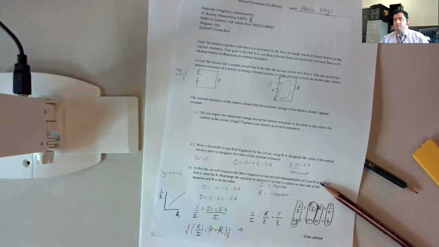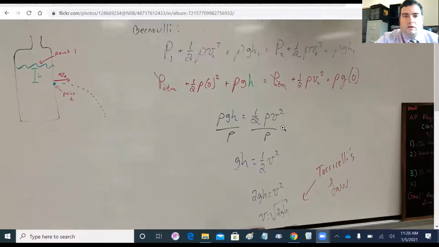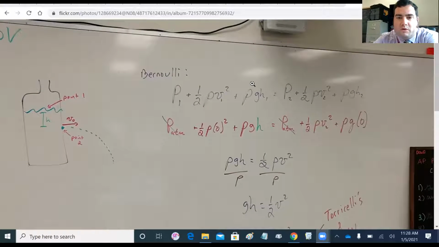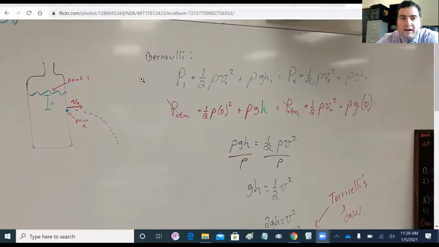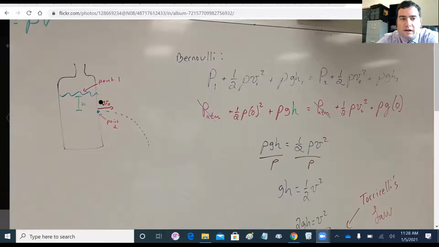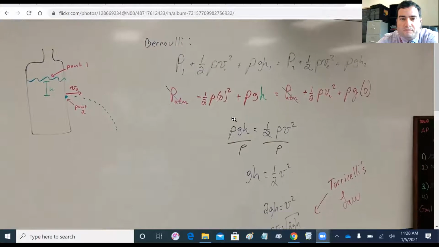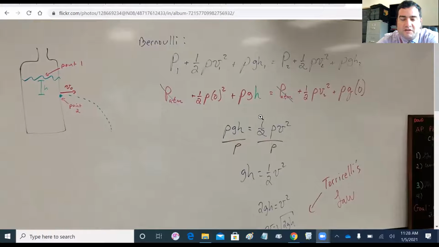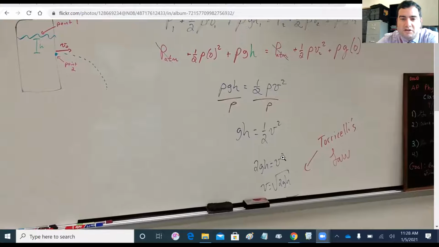So let's look at a couple other examples of linearization that you might have seen in previous courses. Earlier this year, we studied the Bernoulli equation, and we found that for water that falls out of a bottle at a certain distance below a surface, it reduces to a potential energy term equals a kinetic energy term. And we end up with v equals the square root of 2gh.